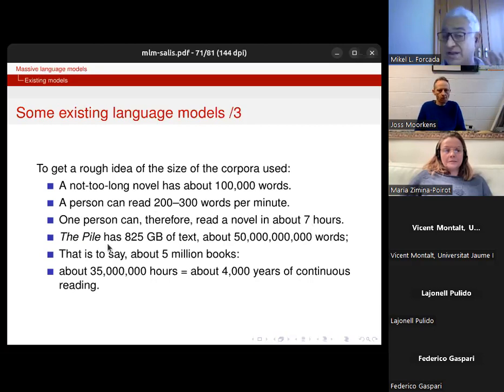The Pile, which is a small corpus, has 825 gigabytes of text, which is about 50 billion words, so 50,000 million words. And that means that's about 5 million books. So it would take a person to read those 5 million books about 35 million hours, which is about 4,000 years of continuous reading. So this is the size of a small corpus like the Pile.